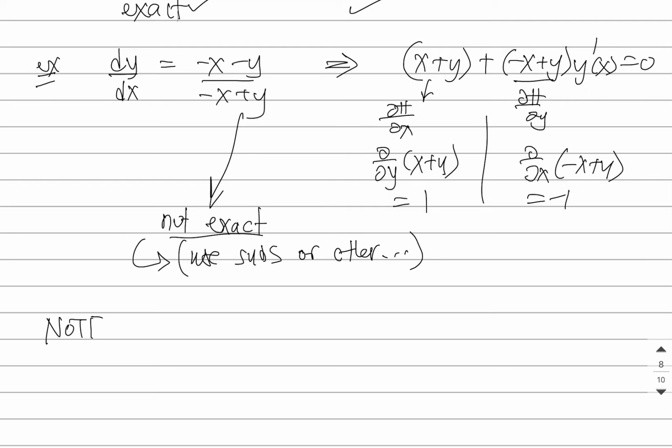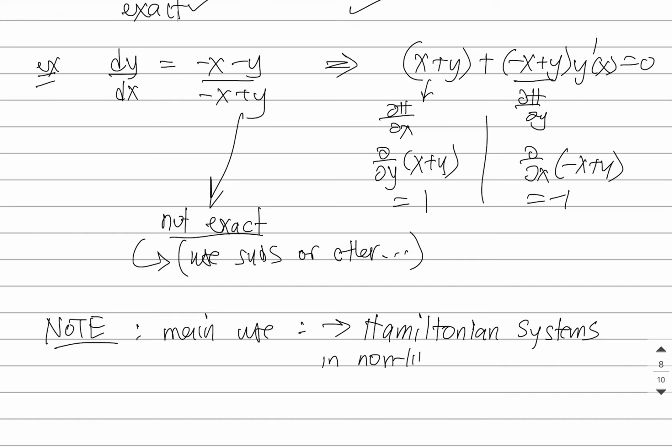Now, the main use of these exact equations is not really for determining trajectory equations, but for something else. Hamiltonian systems in nonlinear mechanics. So physics people love exact equations. When we get to a little bit later in the course, we'll be talking about nonlinear systems and things called conservation laws. So you've probably heard of things like conservation of energy. Well, exact equations pop up there. So it's a technique that's worth investing in now because we'll need it later.